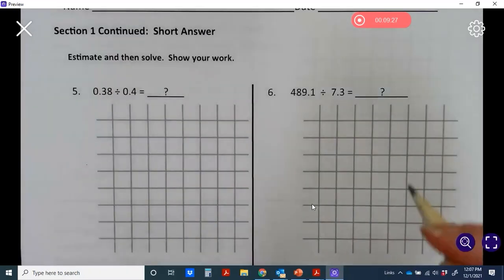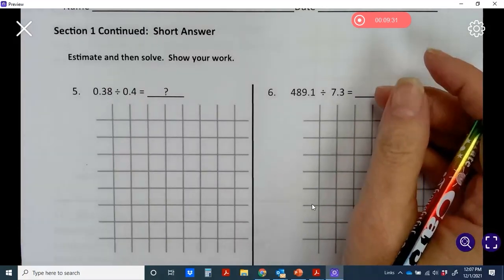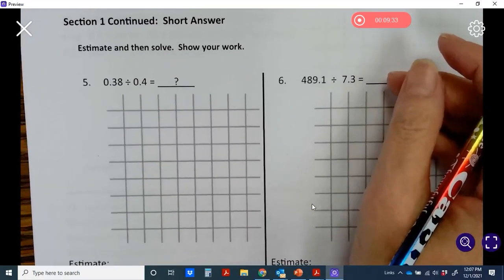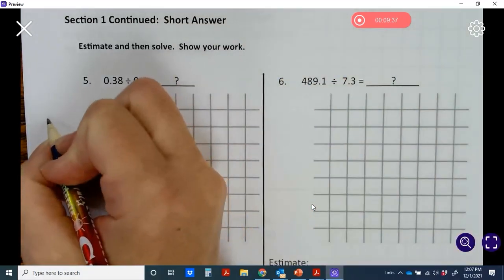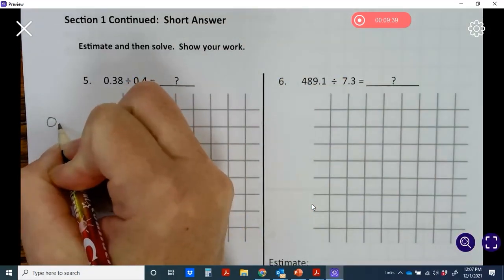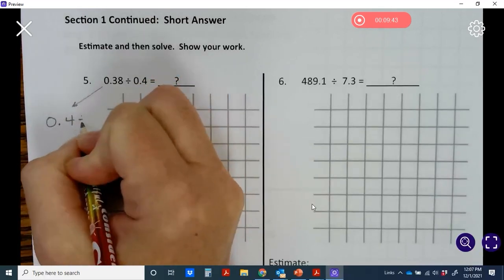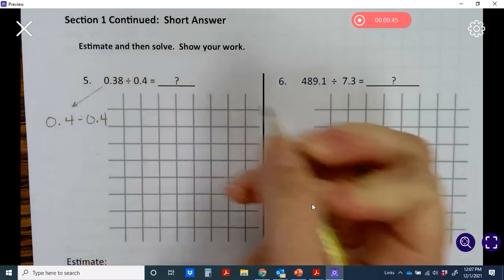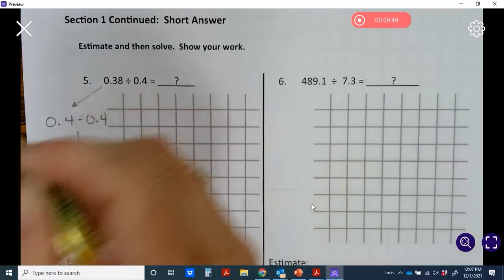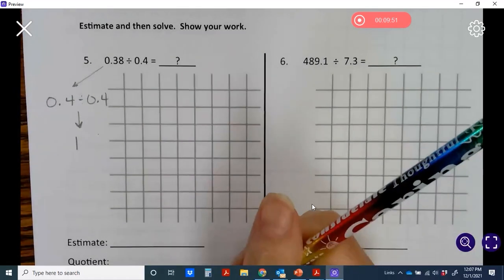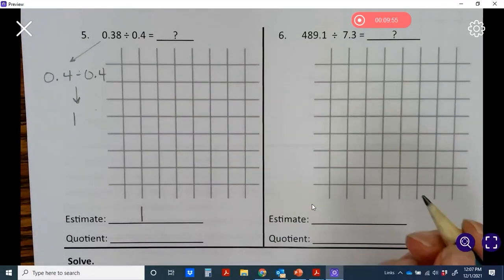Okay. All right, we're going to estimate and then solve. Show your work. All right, so I guess I would round that to 0.4 divided by 0.4, and that would equal 1, because a number divided by itself equals 1. So my estimate will be about 1.